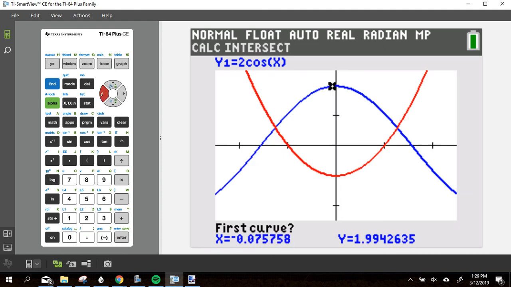I'm going to move my cursor over here to the red and blue line to right about where they intersect. I'm going to hit enter. Second curve, I'm going to hit enter. Guess, I'm going to hit enter.